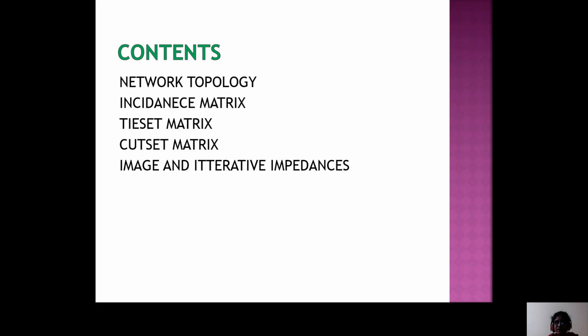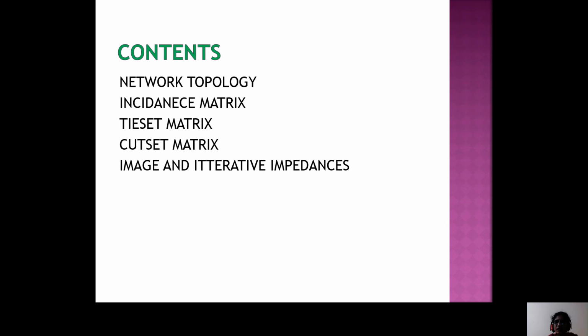And then what is the incidence matrix, what is the tie set matrix, what is the cut set matrix, and what are image and iterative impedances. Under this network topology, generally a network analysis is nothing but finding unknown branch currents and voltages of various branches. When you have to find these unknown parameters, you use different network simplification techniques.